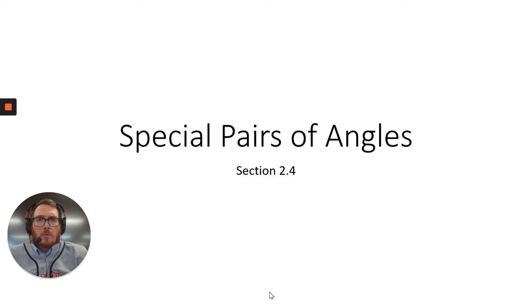Hello class, welcome to our lesson today dealing with section 2.4. This section deals with special pairs of angles, so we're going to go over some definitions and some example questions to help use those definitions in our geometry class.